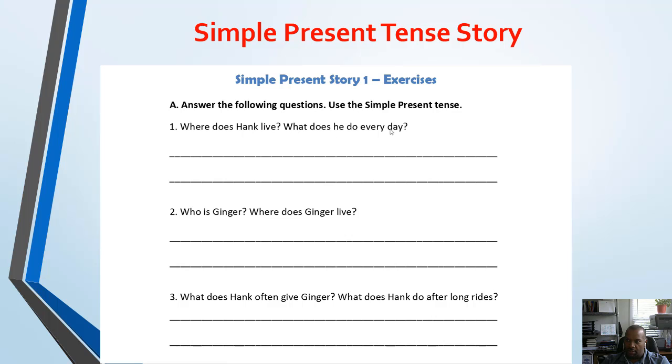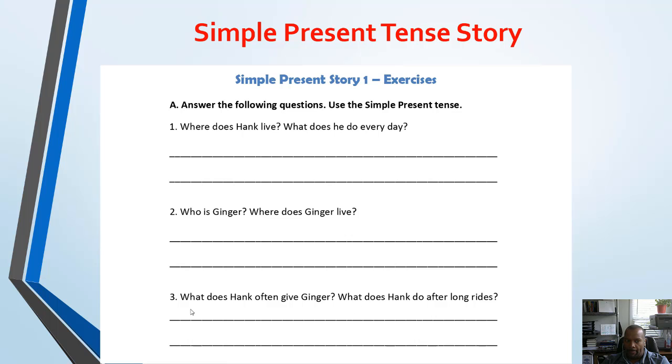Second question is, what does he do every day? I wrote down, Hank rides Ginger every day. All right. Number 2, who is Ginger? Where does Ginger live? I wrote down, Ginger is Hank's horse. And to answer the second part, I wrote down, Ginger lives in the stables by Hank's house.